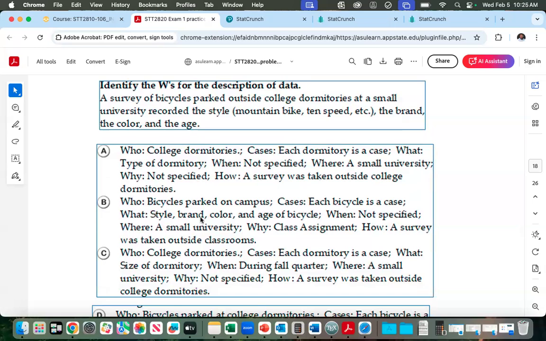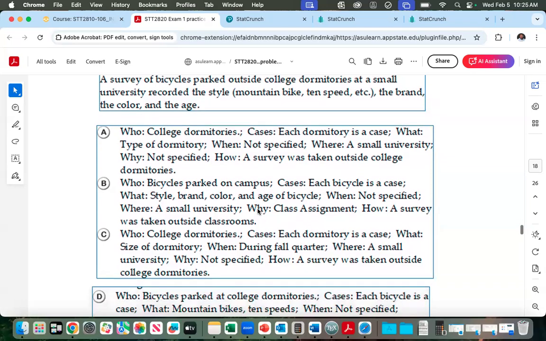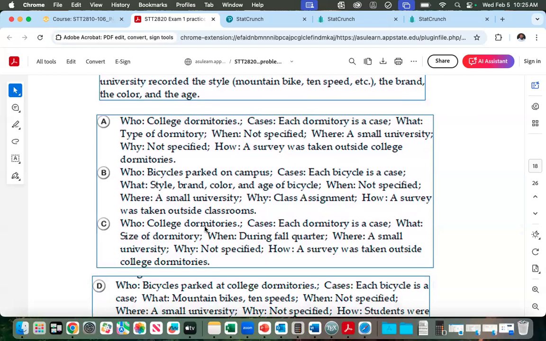Let's get to B. B has what we want: the style, the brand, the color, and then the age of the bicycle. And then how about the where? The where is also correct. And then the cases, so we have B in mind. Is that okay? So here we are trying to eliminate. Let's get to C. In C, the what is the size of the matrix. So you see C is also out. Is that okay?